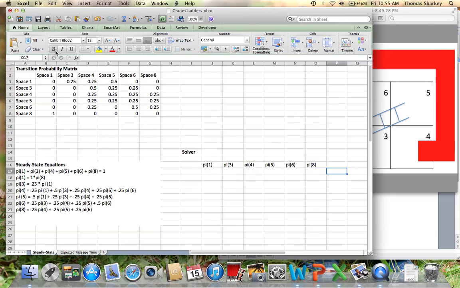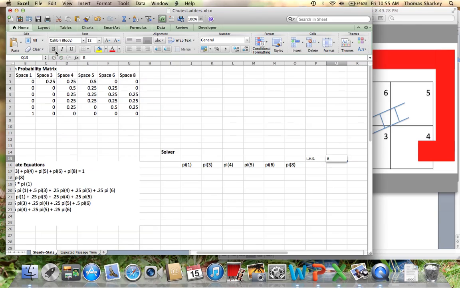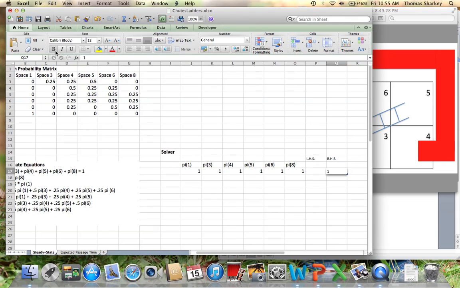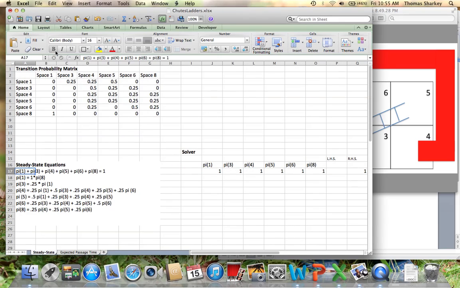Then over on this last column, we'll look at the left-hand side and the right-hand side of the equations that we're trying to capture. We're going to map each of these equations over to the leading entries for each of the pi variables. So for our probability distribution equation, we'll have a 1 for pi 1, basically 1's all the way around. We'll end up calculating the left-hand side, and the right-hand side will be 1.